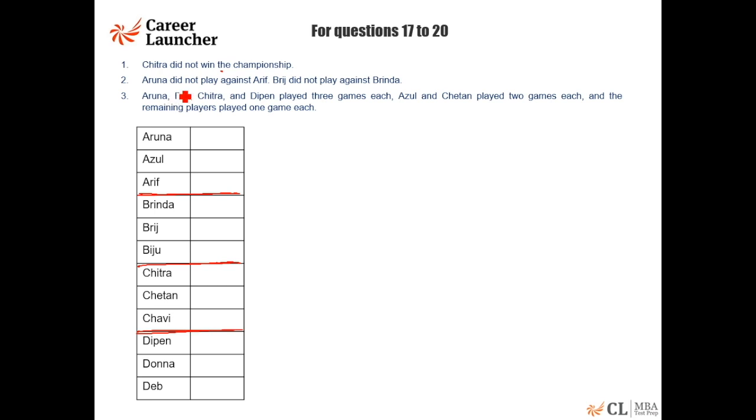Now, Aruna did not play against Arif. Aruna and Arif did not play. This did not happen. Okay. Brij did not play against Brinda. Brij and Brinda did not play.